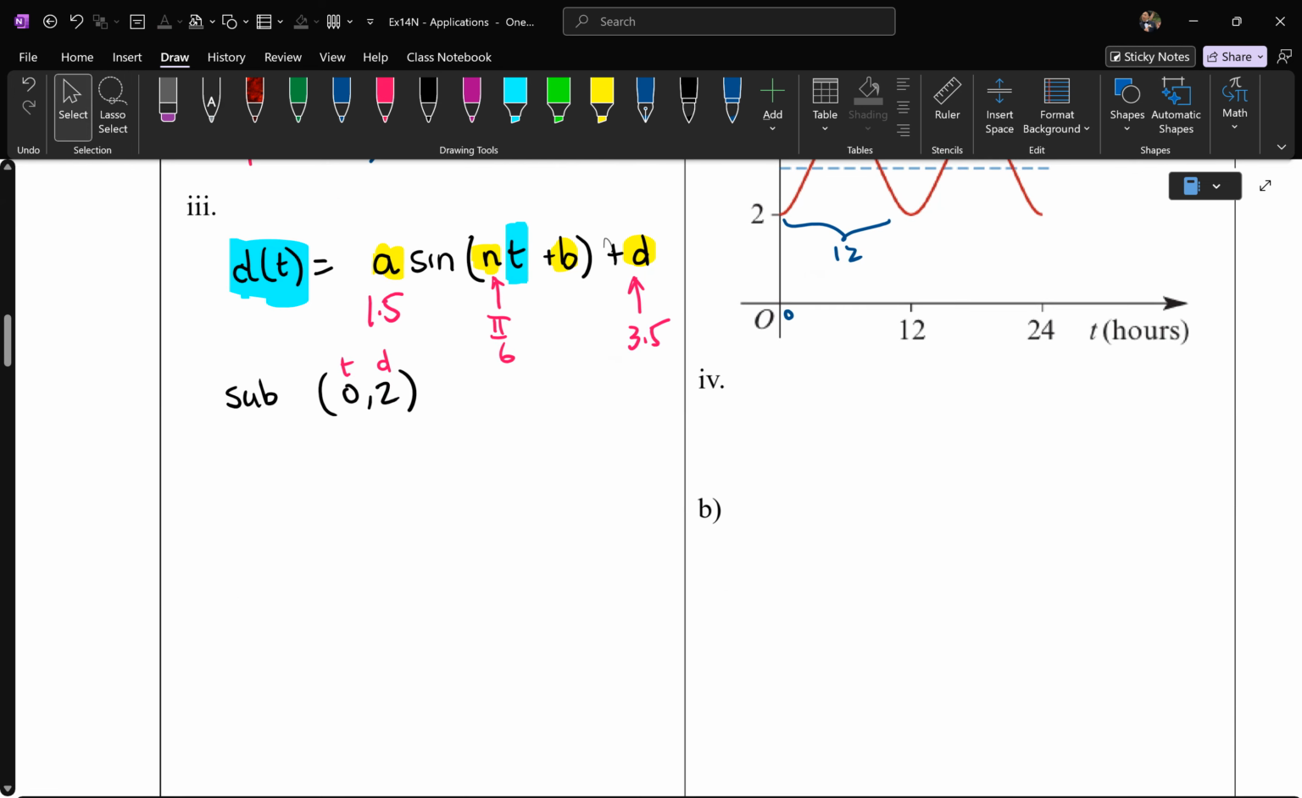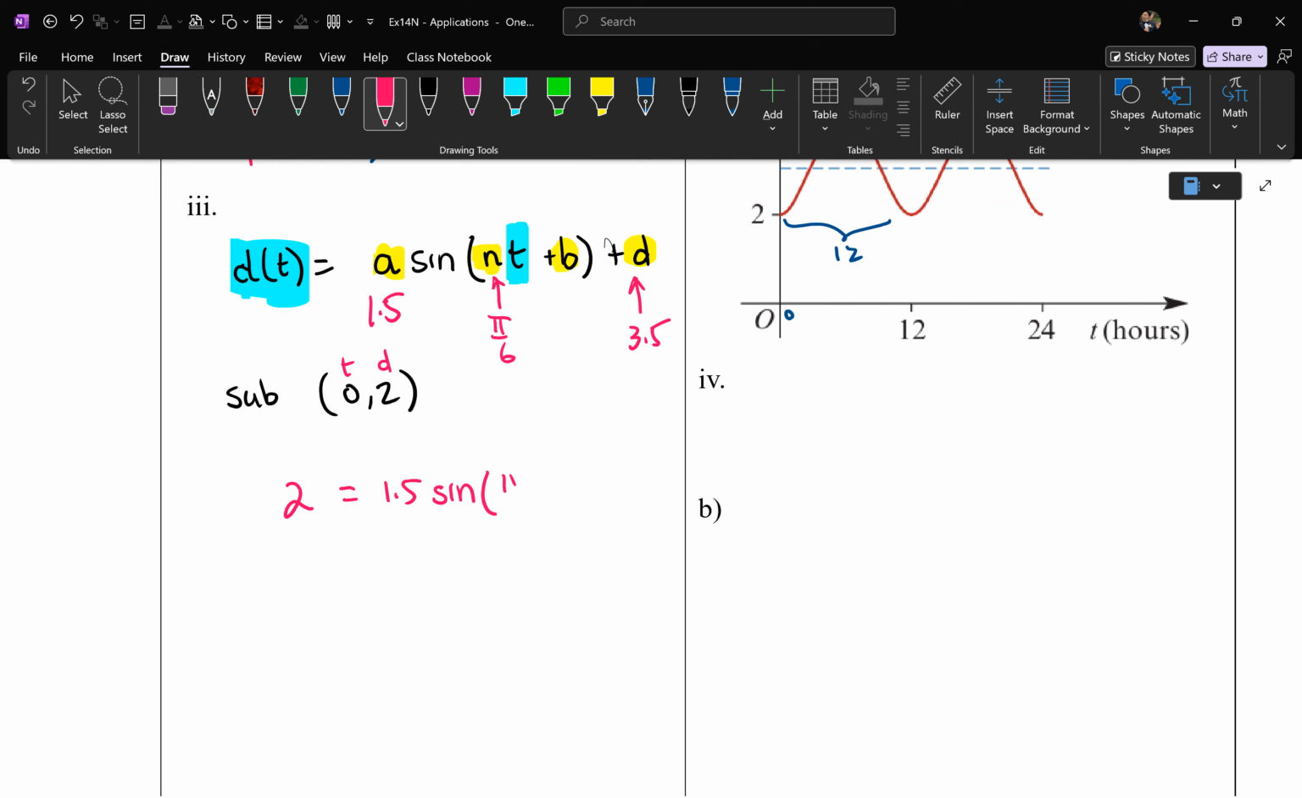So sub that into the equation, you will get 2 is equal to 1.5 times sine of pi on 6 t plus b, which is what you don't know, plus 3.5. Actually, no, t you do know. We said 0. Which is a nice coordinate I chose, because if you put t equals 0, it takes away that pi on 6. So 0 times pi on 6 cancels out. This now leaves you with sine of b. So sine of something equals 1.5 times that plus 3.5.